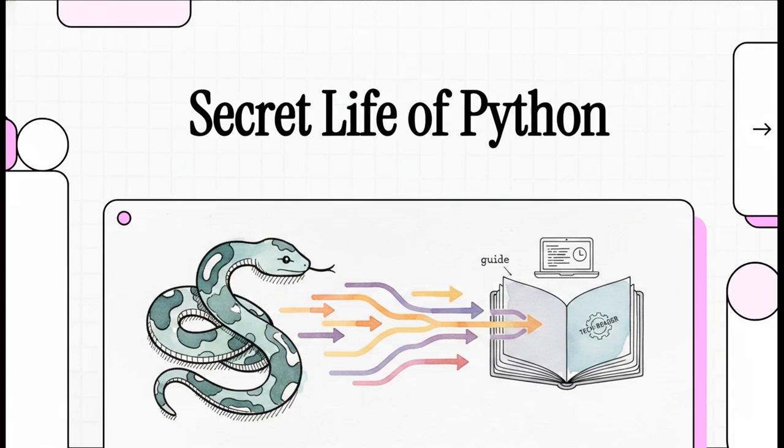But using these underlying C-level mechanisms, think like epoll or kqueue, this single-threaded event loop can monitor thousands of file descriptors simultaneously. Wow. Yeah, and it only wakes up the specific Python coroutine that actually has data ready to read or write. It uses hardly any memory.